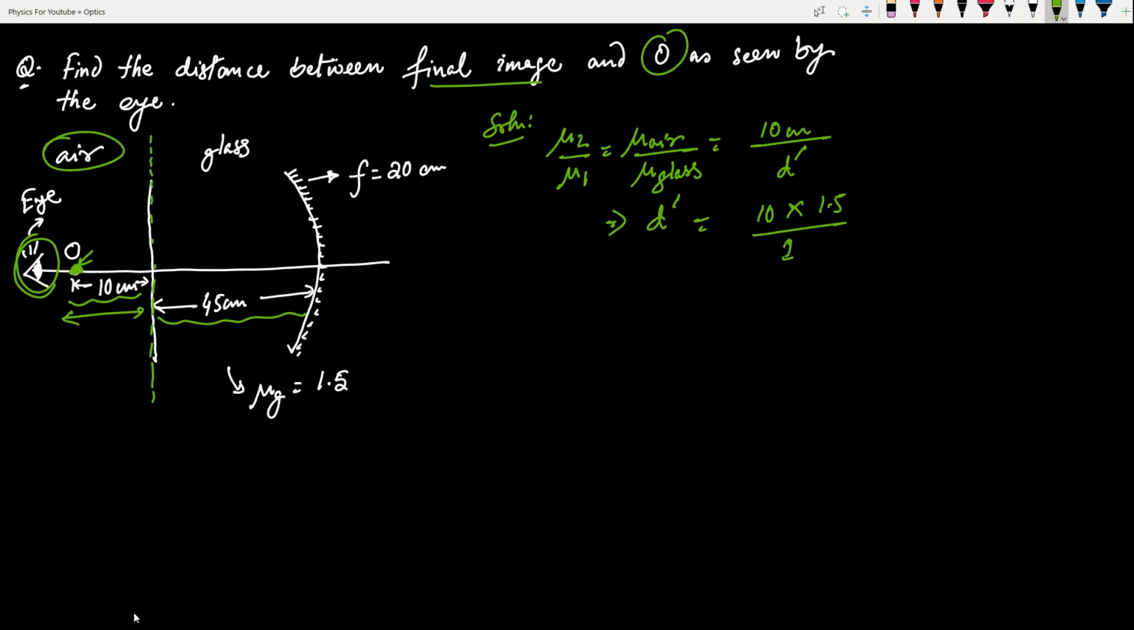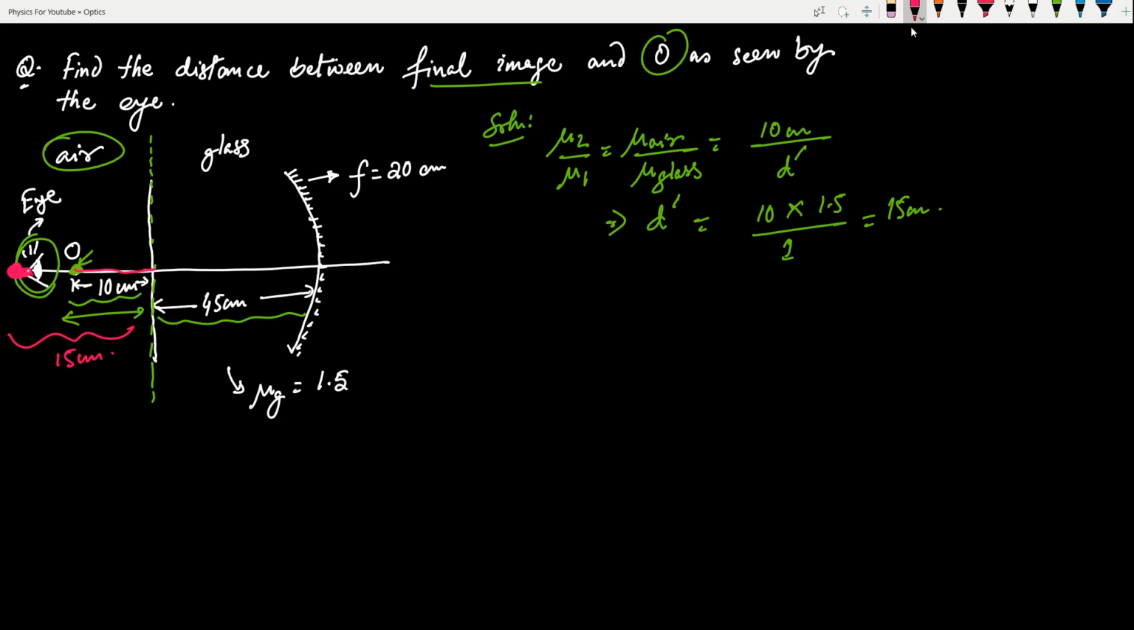So if we solve this, we will get 15 centimeter. Okay, the image will be formed at 15 centimeter somewhat here. If this is 10 centimeter, then the object will be here at 15 centimeter. That is, the mirror will see the object at 15 centimeter from the interface. Okay, so this is 15 centimeter. I hope this much is clear.